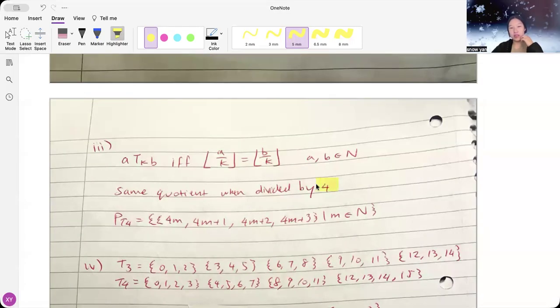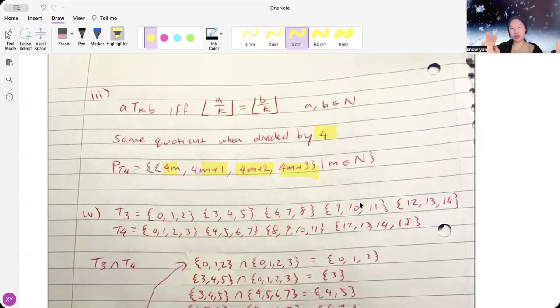So in the case when K is equal to 4, we just have 4m, 4m plus 1, 4m plus 2, 4m plus 3. Four elements combined together, that's part of the partition. And then each one is partitioned like that.